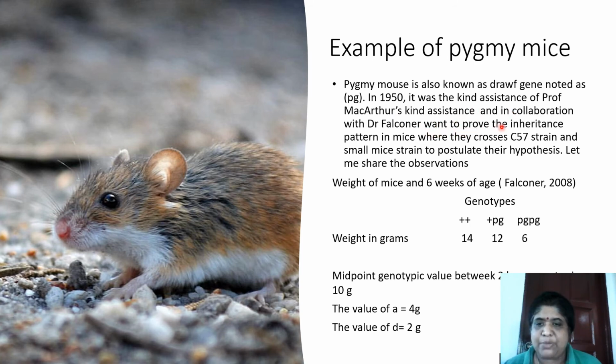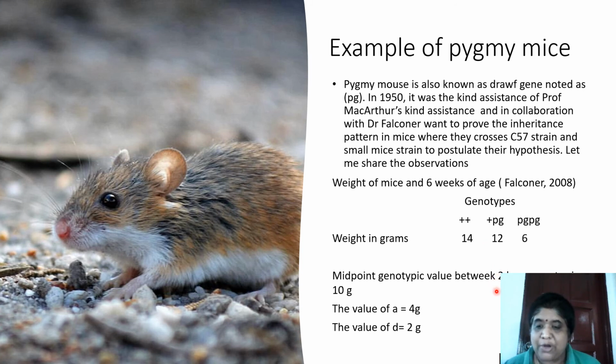Falconer, they wanted to prove the inheritance pattern in the mice when they crossed the C57 strain and the small mice strain to postulate the hypothesis. Let me share their observation. This is the weight of mice at 6 weeks of age, taken from Falconer 2008. These were the genotypes of the mice. If it has the pygmy gene, which is the dwarf gene, the weight is around 6 grams. If the heterozygote has the normal and the pygmy gene, the weight is 12 grams. And if it doesn't have the pygmy gene, the weight of the mice is 14 grams.